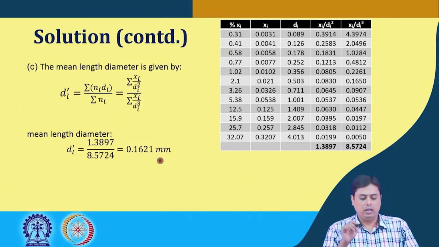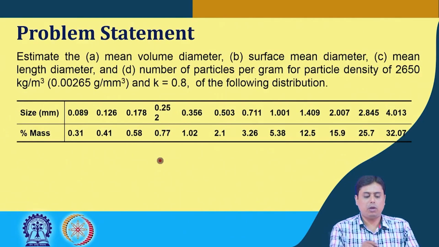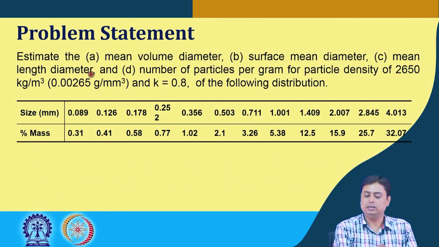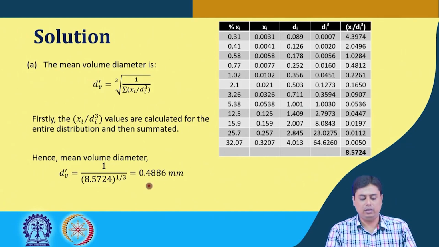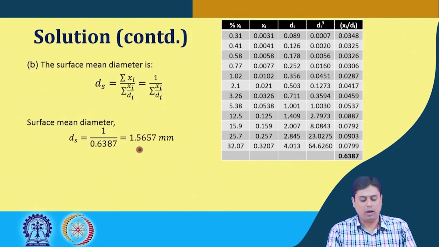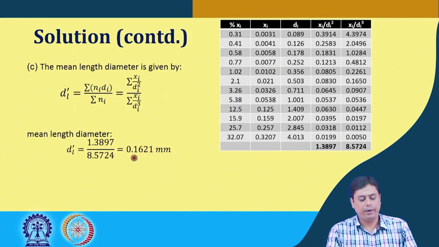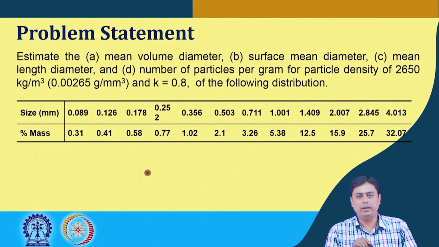Hope it is clear. So, if I go back to the problem, part A is answered, part B is answered, part C is answered. The important thing to note is that even for this distribution, as I told earlier, all these mean values are different and quite distinctly different. It is 0.48, so numerically about 0.5 millimeter. This is 1.56 millimeter. This is 0.16 millimeter. So, there is a wide variation depending on which mean you require.